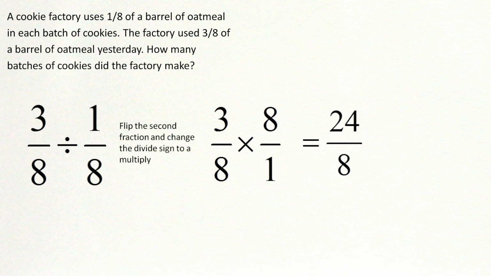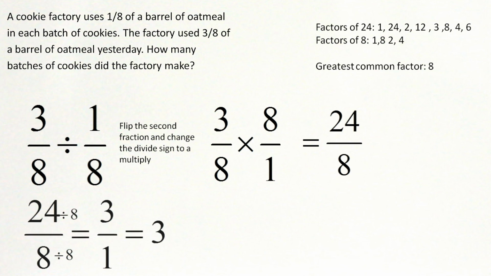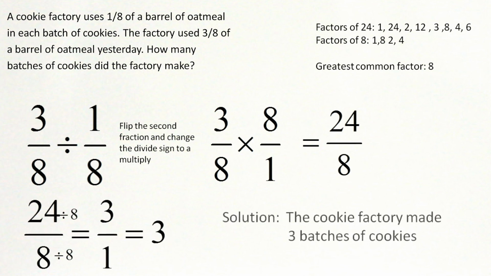Now we just need to simplify the fraction. So in this case, our greatest common factor is 8, the same as the denominator. So we get 3 over 1, or just 3. So our final solution is the cookie factory made 3 batches of cookies.